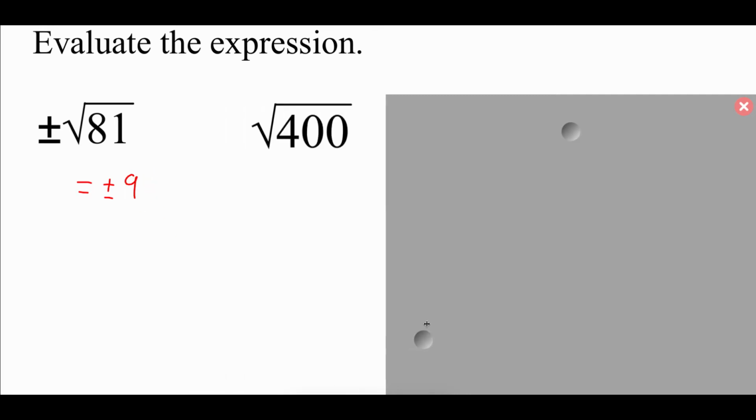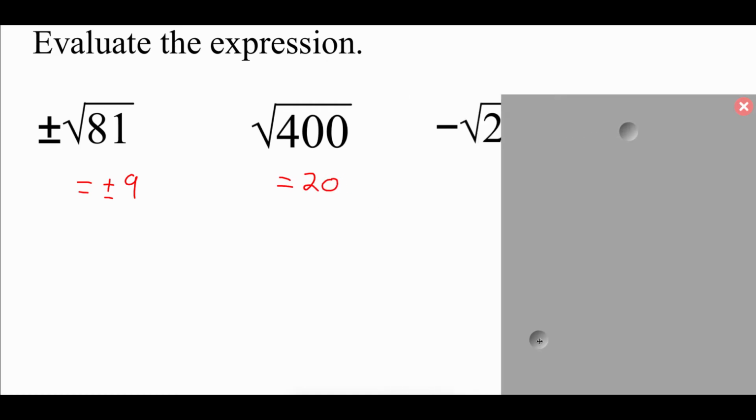Now the next one we're going to look at is the square root of 400. Now there's nothing written in front of there, so that implies that we want just the principal or just the positive square root. 400 was on our perfect square list. Its square root is 20.